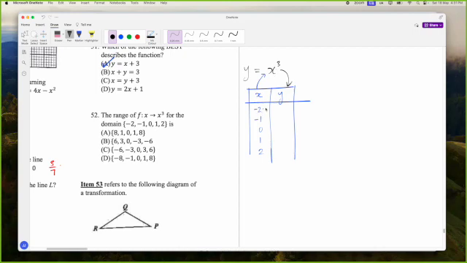So 2 2s are 4, 2 4s are 8. This will be negative 8. It's cubed, because negative 2 times negative 2 is positive 4 times negative 2 is negative 8. So all of these negatives will be negative, right? So negative 1 times 1 times 1, this will be negative 1. You're done seeing the answer there. This will be 0. This will be 1. This will be 2 2s are 4, 2 4s are 8. This is your answer.